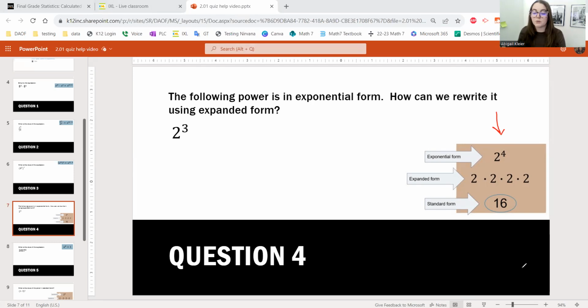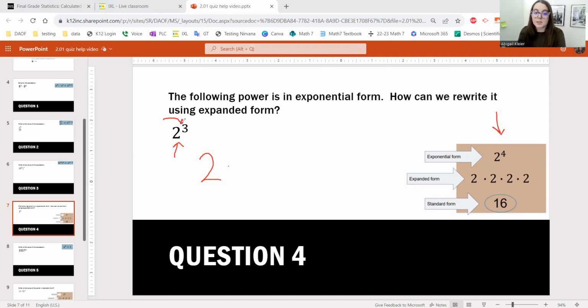We have this graphic over here where you can see the 3 different forms that we discussed in class. How can we rewrite this using expanded form? We have the example here of 2 to the power of 3. Now, 2 to the power of 3 means our base is going to be 2.